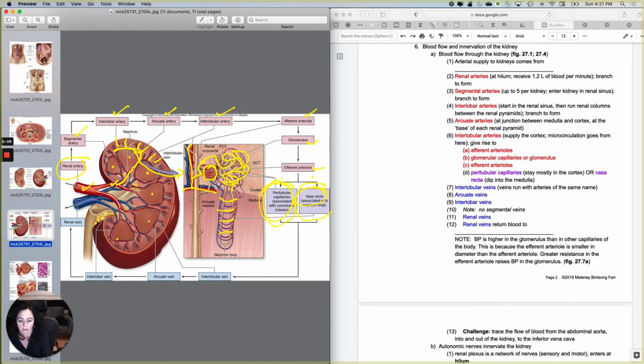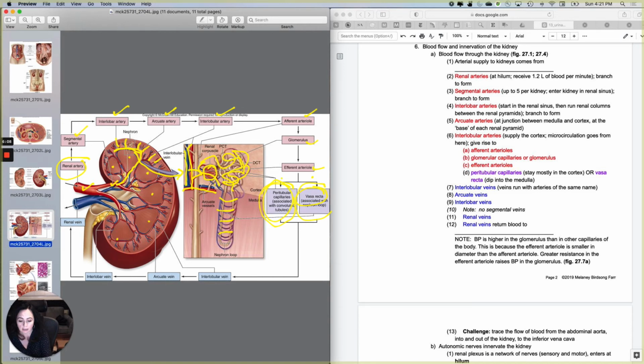Okay, so either way, at either of those locations, what they are going to do is gas and waste exchange. Hopefully what will happen is the waste products are going to end up in the pee, and all of the good stuff that you wanted to keep is going to stay in the bloodstream. And then I'm going to be done doing the capillary exchange, and I'm going to be ready to dump it back into a vein. And I'm going to go back into this vein right here, which is called the interlobular vein.